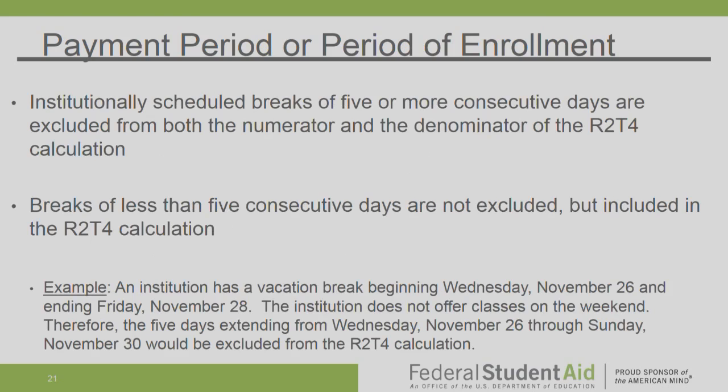And as we said before, institutionally scheduled breaks of 5 days or more that are consecutive are excluded from both the numerator and the denominator. And those breaks of less than 5 consecutive days are not excluded, but included in the R2T4 calculation. An example of this would be if an institution has a vacation break beginning Wednesday, November 26th and ending Friday, November 28th, basically a Thanksgiving vacation, and the institution does not offer classes on the weekend. Therefore, those 5 days from November 26th through November 30th would be excluded from the R2T4 calculation.